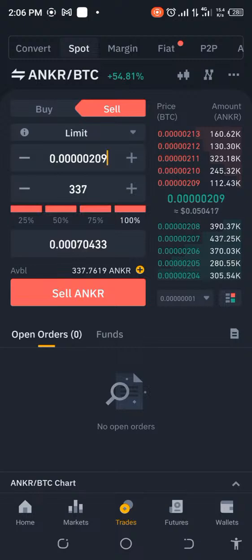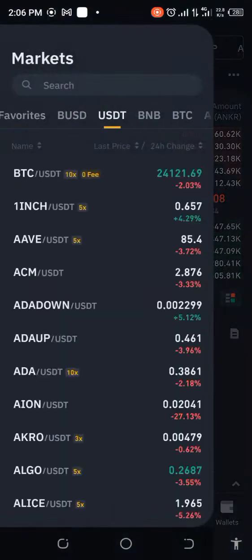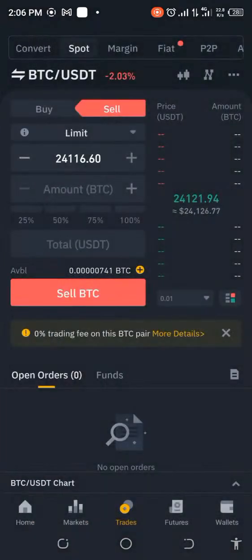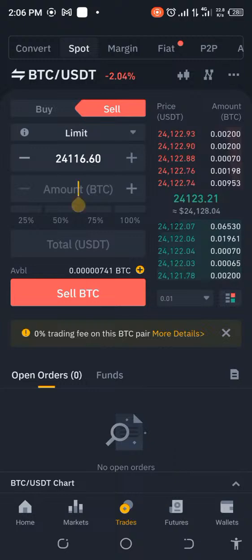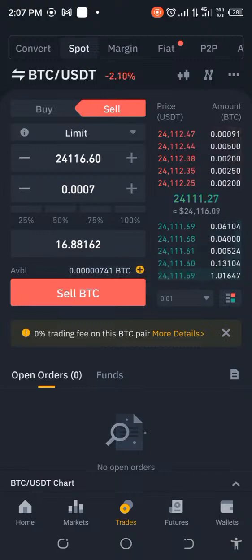And let's see how this will go. But first of all, let's see what I would get with this amount. Let me go and check what I would get with this amount. I'm going to go to BTC and see if I can get something good with it. And let's see if this will be good. Oh, no, it's not going to be good. So I'm going to go back and check it out again.